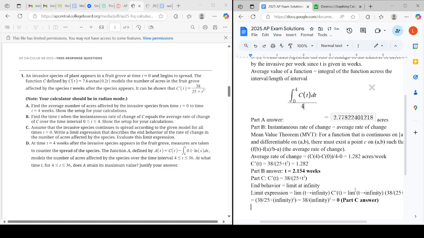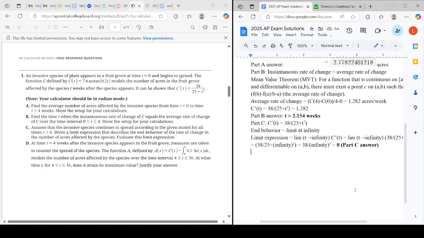All right, the last part of this is our classic Fundamental Theorem of Calculus question that the exam always likes to ask. So we have part D. We're given a new function. A of t is equal to C of t minus this integral function, going from 4 to t of 0.1 ln x dx.